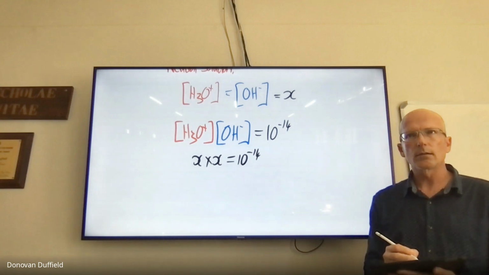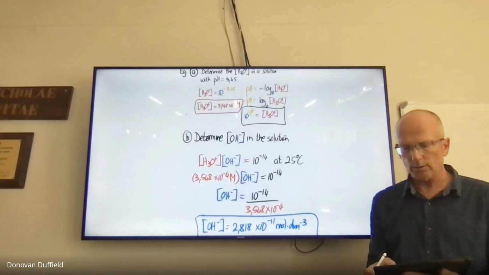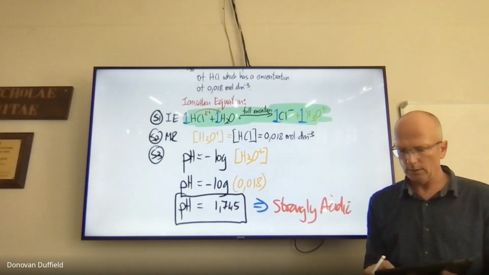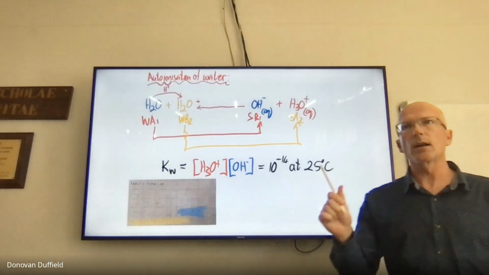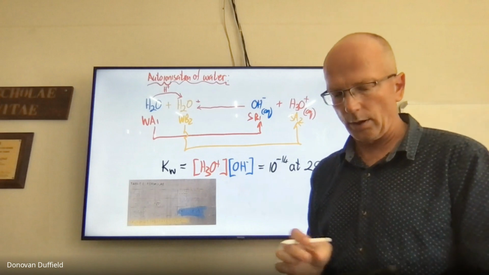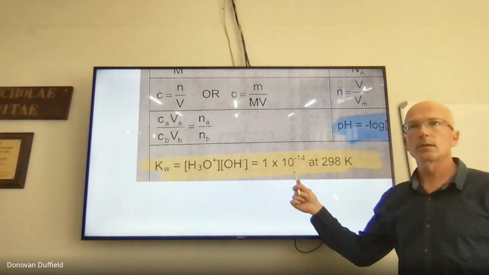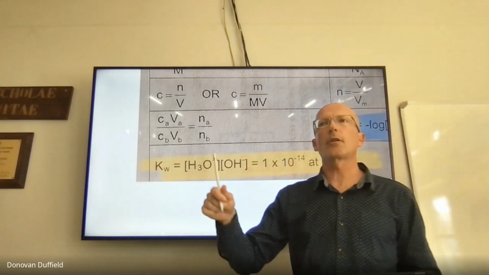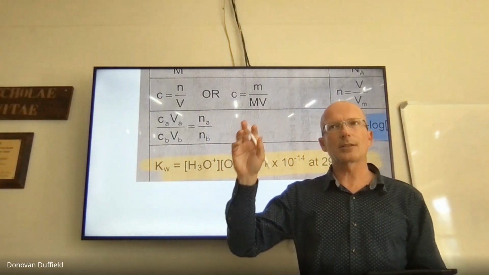You just made up the 10 to the negative 14. No, it's not made up at all. It's called the ionization constant of water. It's the equilibrium constant of an acidic and basic solution.